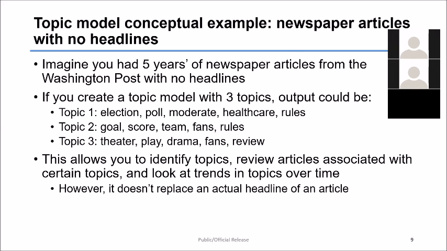So the point here is that one word can appear in more than one topic, but as you look at these word lists, distributions, you get a sense of what the topic is. It allows you to identify topics, to review specific articles containing certain topics, and look at topics and trends over time. So if you had maybe 30 topics, you might be able to separate out hockey articles from baseball articles, and you can see how the seasons, number of articles in that corpus of documents change over time. However, it doesn't replace the actual headline of an article.